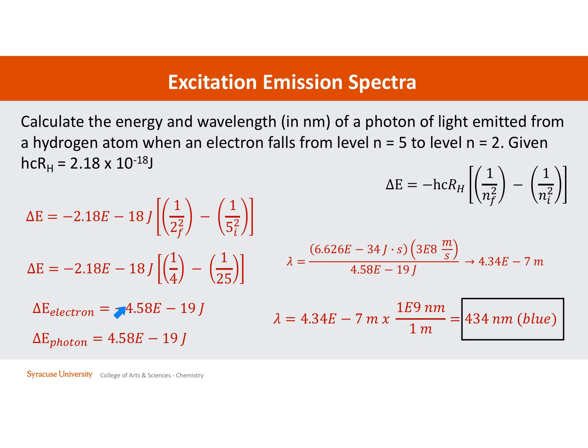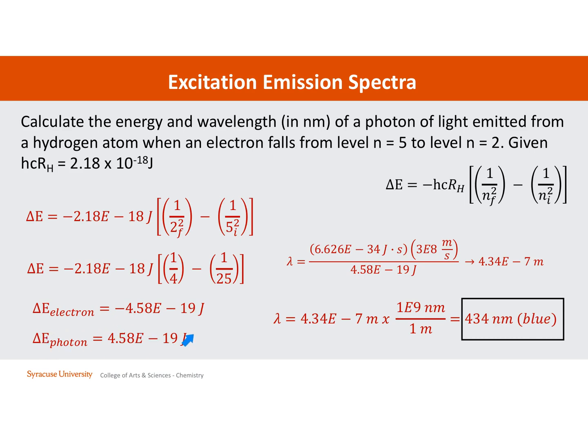So the electron, when it transitions from n equals 5, which is a higher energy level, to n equals 2, which is a lower energy level, is going to lose 4.58 e to the negative 19 joules. And it loses that energy by releasing a photon of light, and that photon of light will have an energy of 4.58 e to the negative 19 joules.